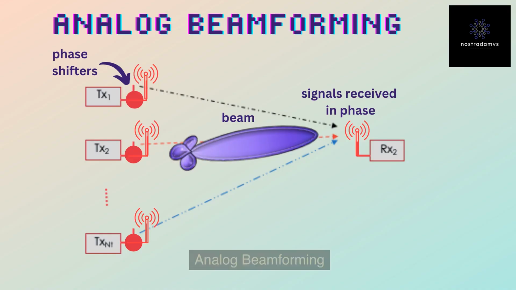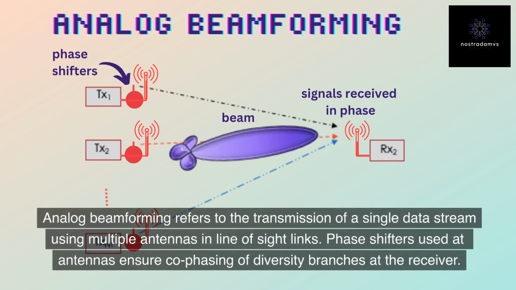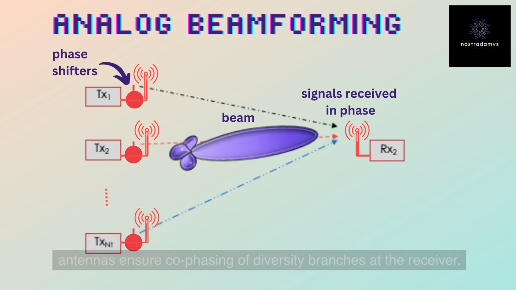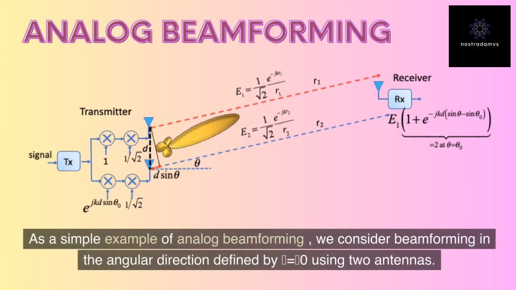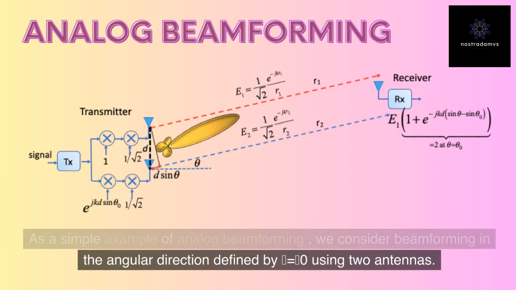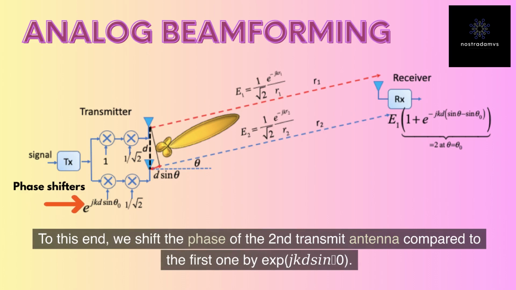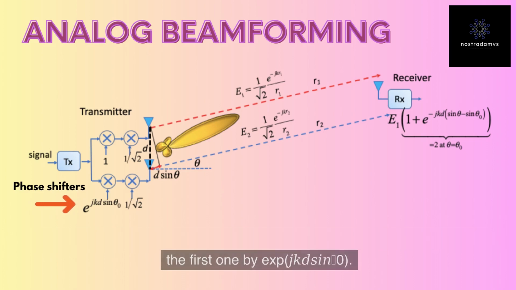Analog beamforming. Analog beamforming refers to the transmission of a single data stream using multiple antennas in line-of-sight links. Phase shifters used at antennas ensure co-phasing of diversity branches at the receiver. As a simple example of analog beamforming, we consider beamforming in the angular direction defined by theta equals theta 0 using 2 antennas. To this end, we shift the phase of the second transmit antenna compared to the first one by 2π d sin θ0 over λ.